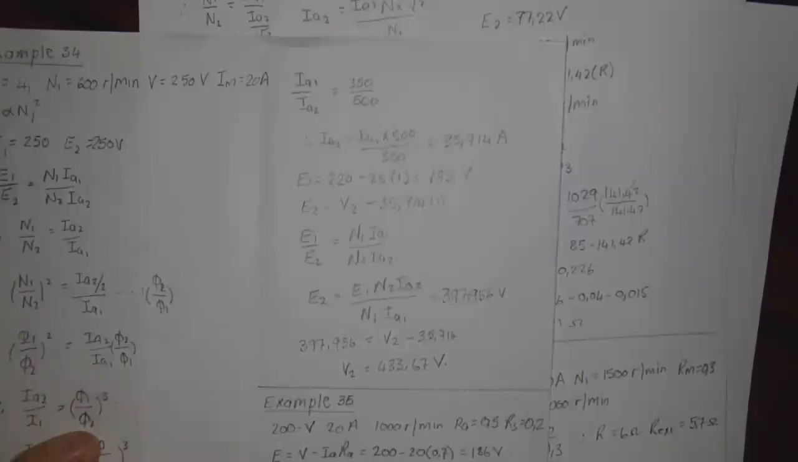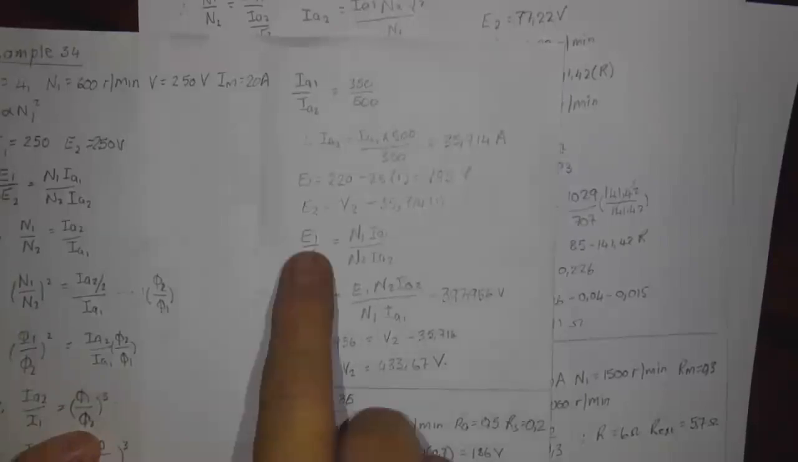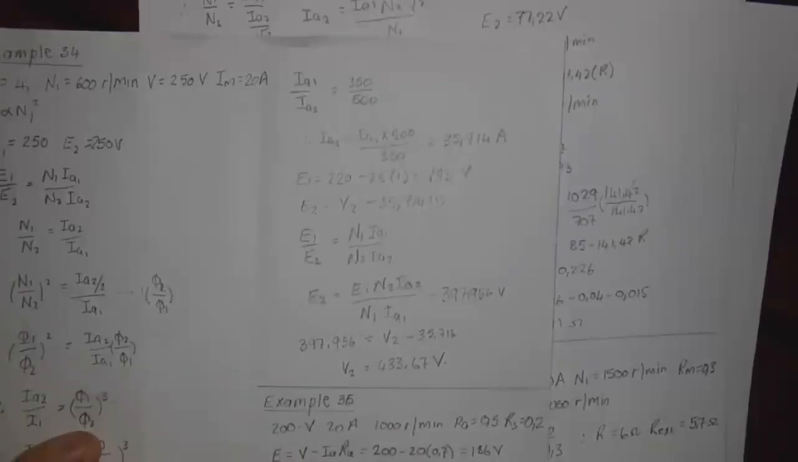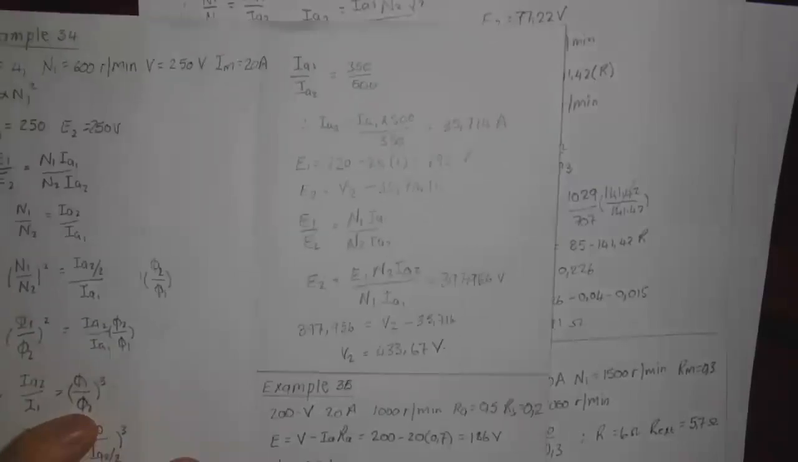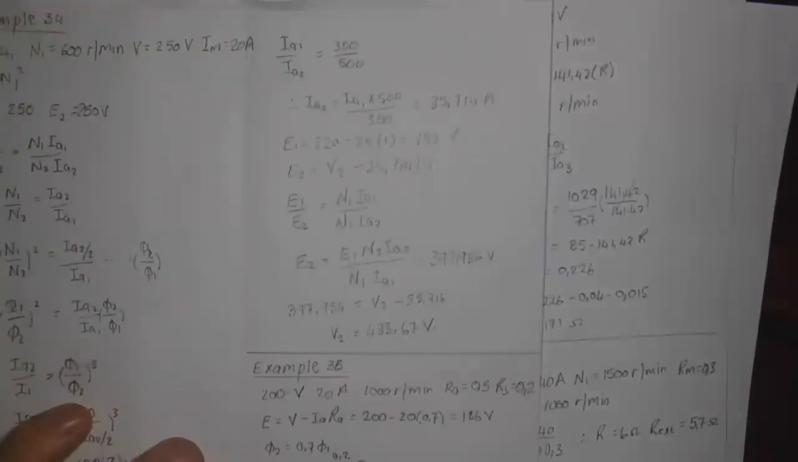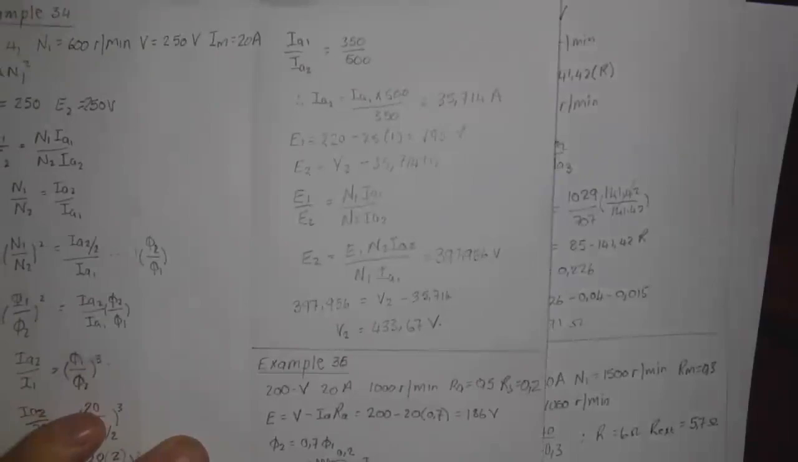So now we need to determine V2. So E1 over E2 is N1 IA1 over N2 IA2. And therefore E2 is E1 N2 IA2 divided by N1 IA1. Now if you substitute the values there, you get 397.956 volts. And now E is equal to V minus IA. And if we transpose 35.714 volts, we get that V2 is 433.67 volts.